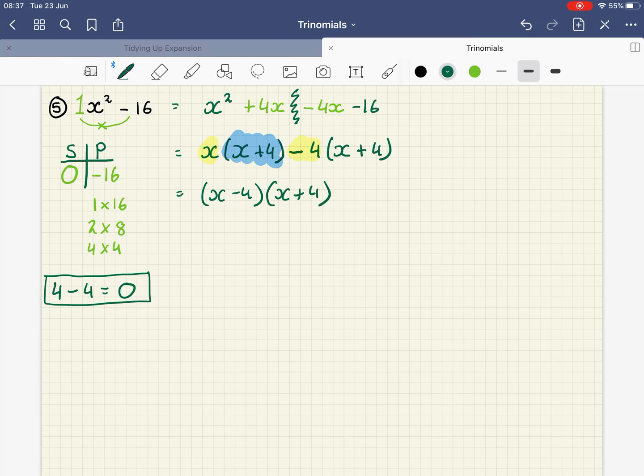So I can use this method for a difference of two squares if I forget the trick as well.